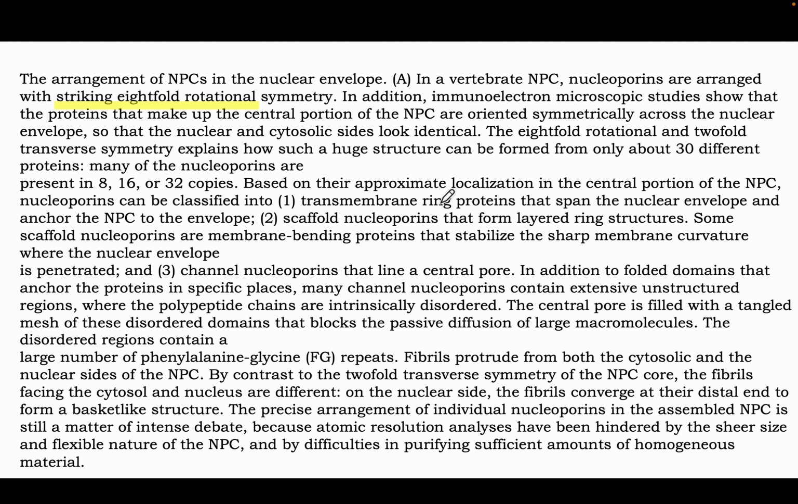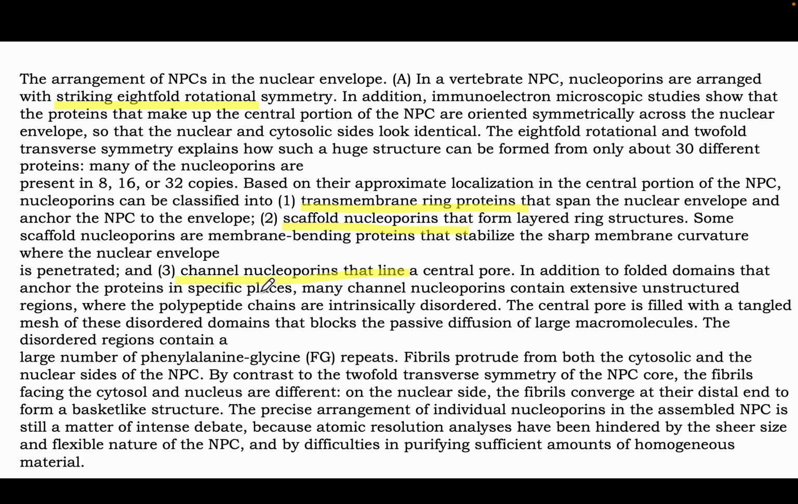Based on the approximate localization in the central portion of the nuclear pore complex, nucleoporins can be classified into transmembrane ring proteins that span the nuclear envelope and anchor the nuclear pore complex to the envelope; scaffold nucleoporins that form layered ring structures, some of which are membrane-bending proteins that stabilize the sharp membrane curvature where the nuclear envelope is penetrated; and channel nucleoporins that line the central pore.